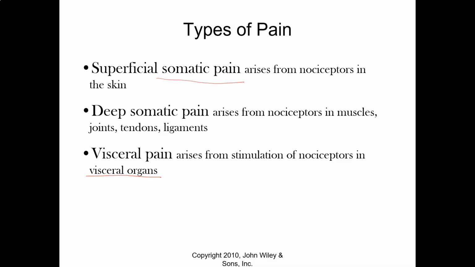Superficial somatic pain is usually felt as very sharp pain, like a paper cut, whereas deep somatic pain is often more of a dull but aching, throbbing kind of pain, like when you have a backache, muscle pain from overwork or lifting up a box incorrectly or something. And then visceral pain is harder to characterize, but it tends to be felt more like deep somatic pain.